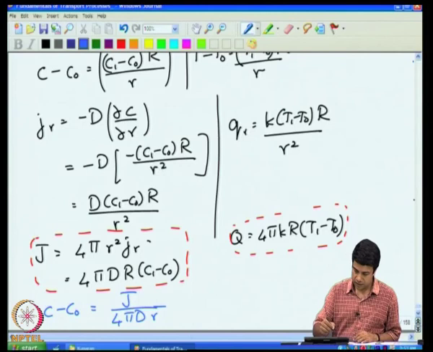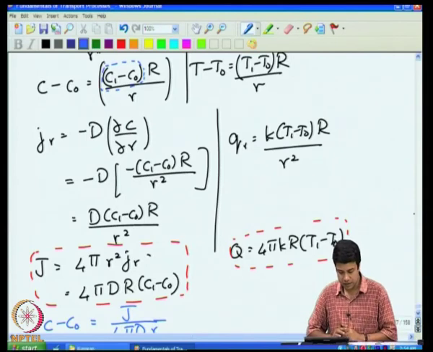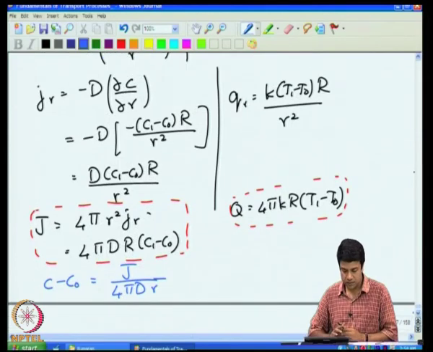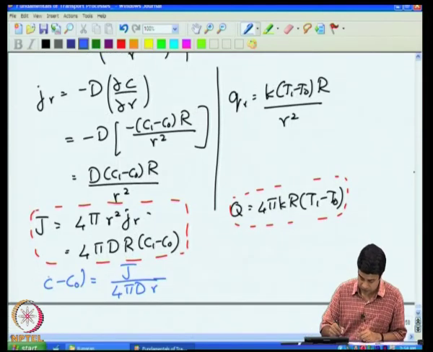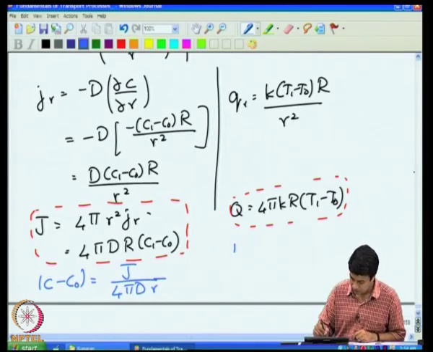What I have basically done is taken this expression and substituted for C1 minus C naught in terms of capital J. You can see that since C1 minus C naught is J by 4 pi D times capital R, that capital R will cancel out, and I will just get an expression for C minus C naught as J divided by 4 pi D r, or T minus T naught is equal to Q by 4 pi k r.